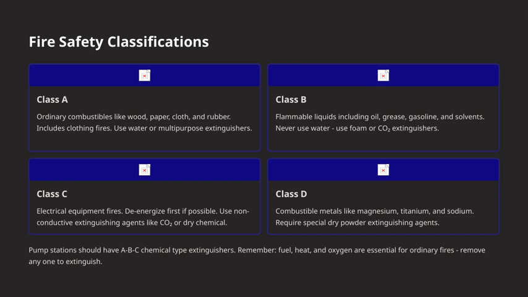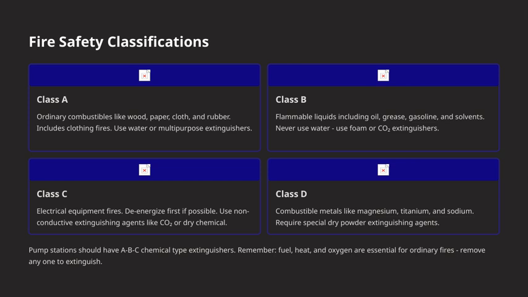Next, we have Class C fires, which involve electrical equipment. The first step here is to de-energize the electrical source if possible, to prevent shock. For extinguishing, non-conductive agents like CO2 or dry chemical extinguishers are the best options, as they won't conduct electricity.